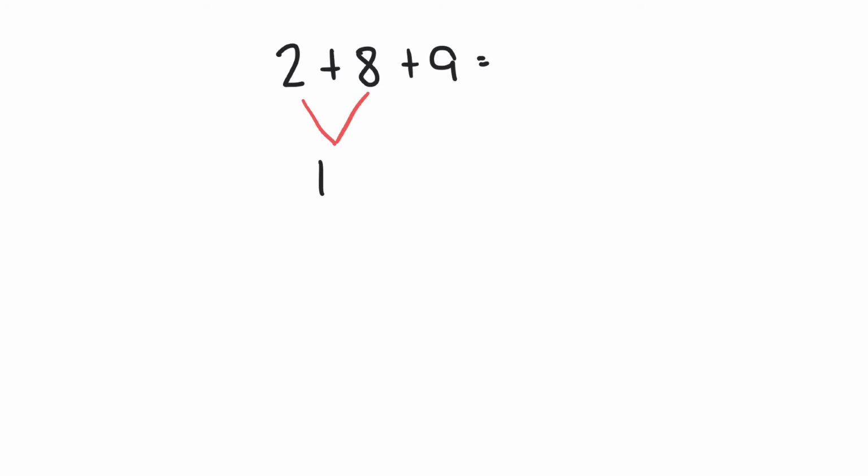So 8 plus 2 is 10. And now all we have left is that 9. So we drop down that 9 from up above here. That's where that 9 is coming from. And then I can quickly go, oh, 10 plus 9, 19.